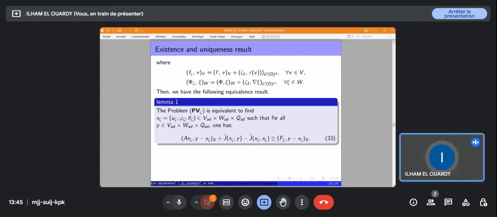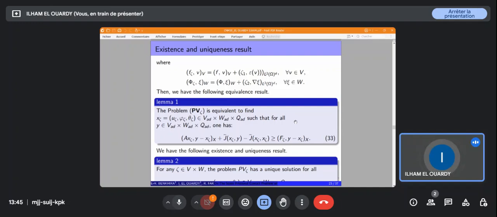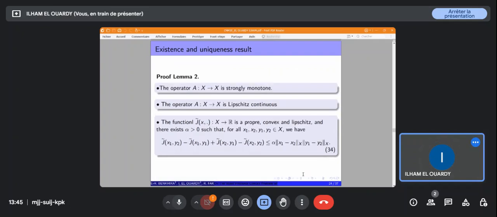Then we have the following equivalent result. The problem PV sub zeta is equivalent to finding x zeta satisfying the following inequality. And we have the following existence and uniqueness result. For any zeta in V times W, the problem PV sub zeta has a unique solution. The proof of this lemma is classical, and it is based on a result of elliptic variational inequality of second order. To achieve this, it is sufficient to show that the operator A is strongly monotone and Lipschitz continuous. Also, the functional G is proper, convex and Lipschitz, and there exists a positive constant alpha such that the following inequality holds. So the two results together ensure that the problem PV sub zeta has a unique solution.